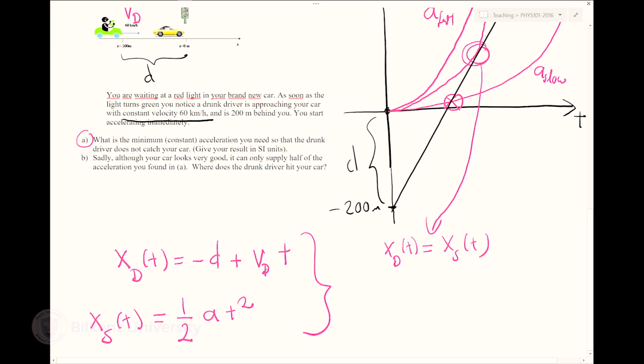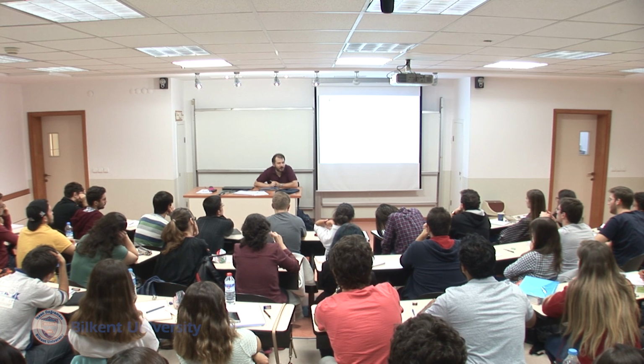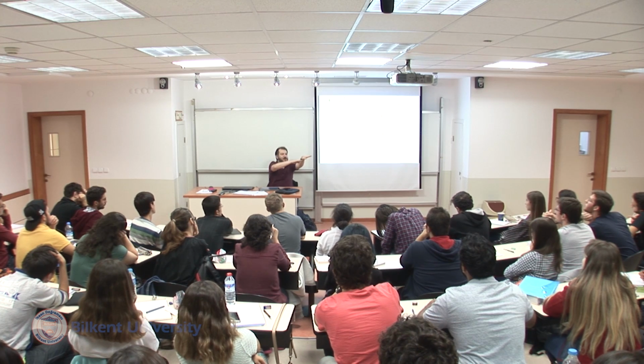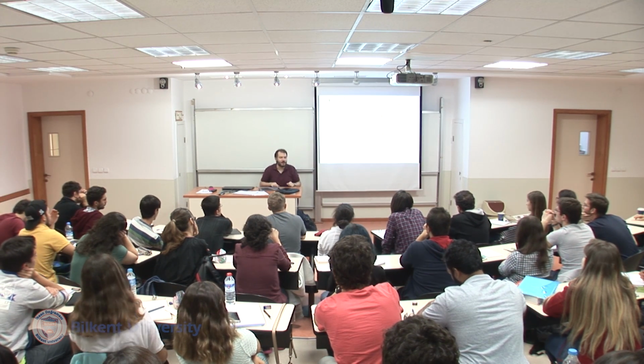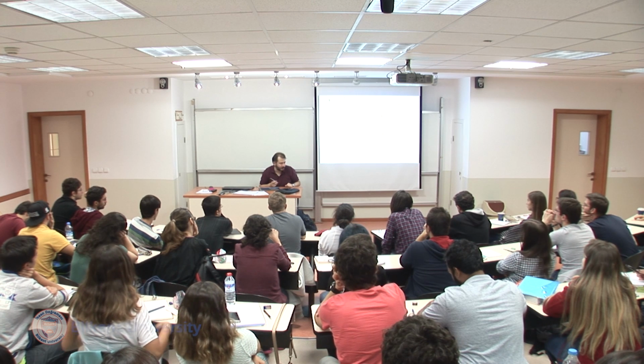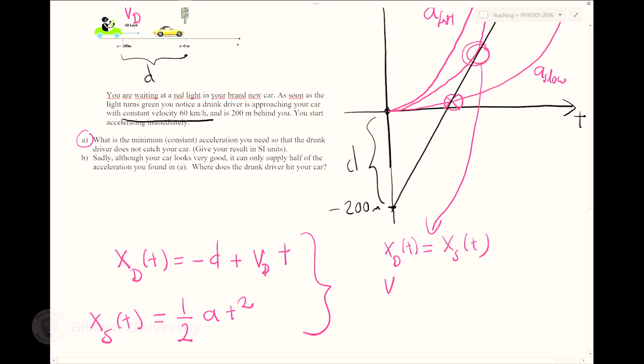But that's not enough. I need one more condition. I want one more condition. What's that? Their velocities must be equal, so that now I'll actually accelerate and leave the drunk driver behind. Okay? So velocity of the drunk driver at that time must be velocity of the sports car, so let's call this maybe TC. Okay? At TC, T collision.